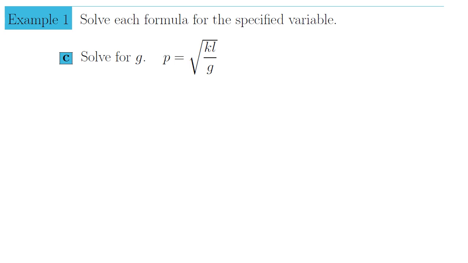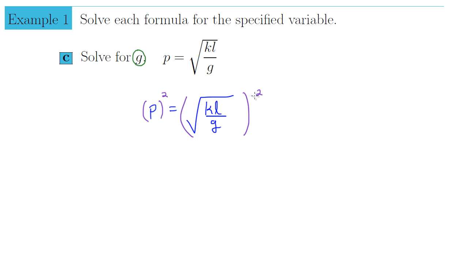So the first thing I would do, since I'm solving for g, is get rid of this square root, right? G is trapped inside this square root. I cannot move anything inside here until I get rid of the square root. So the strategy for getting rid of a square root is to square both sides. So let me start with that. In my formula, I'm going to apply a square to both sides.